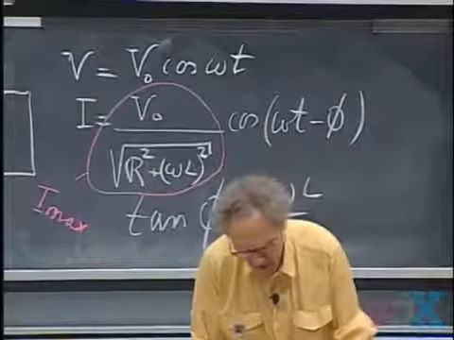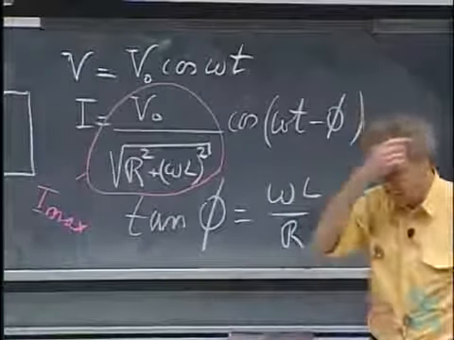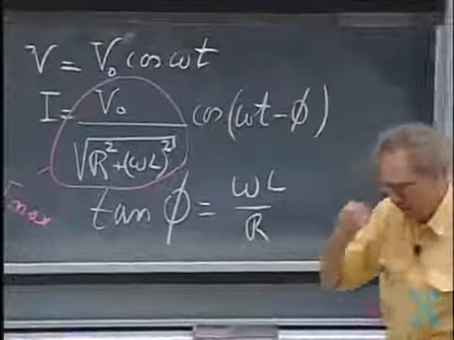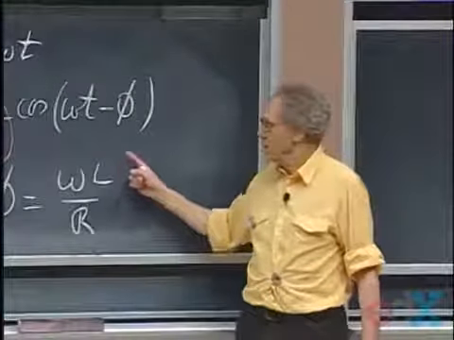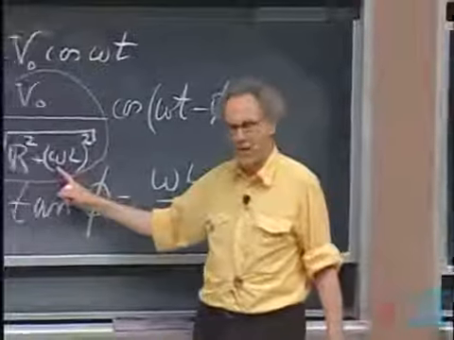Let's now look at the phase angle. The tangent of phi is omega L divided by R. If the self-inductance is very large, then the system has a strong ability to fight back. So it can delay that current by a large amount. And the same is true if omega is high.